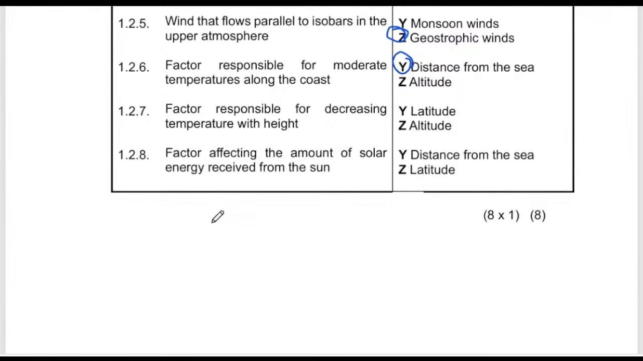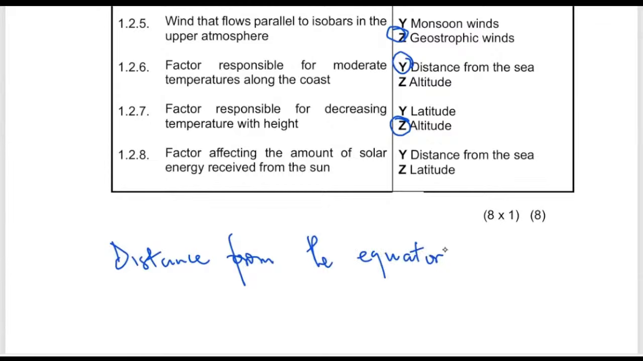Number 127 says factor responsible for decreasing temperature with height. When temperature decreases with height, that is the effect of altitude. Do not confuse altitude and latitude. When we are talking about latitude, we are referring to the distance from the equator. That is latitude, if we are referring to it as a factor that affects temperature of a given geographical space.